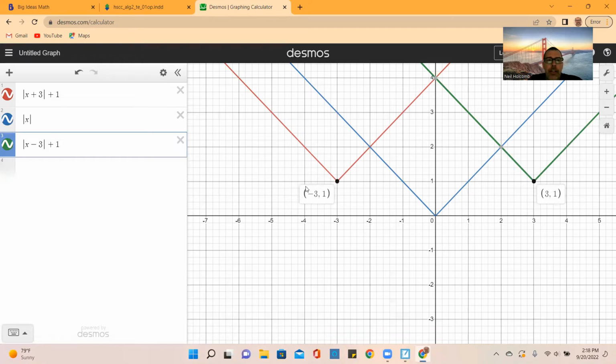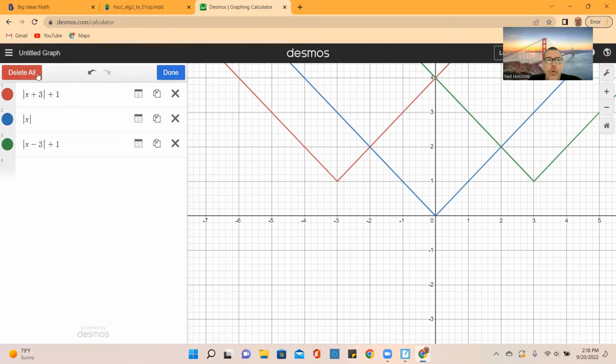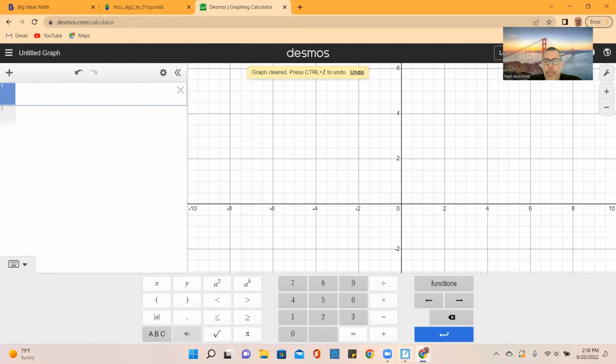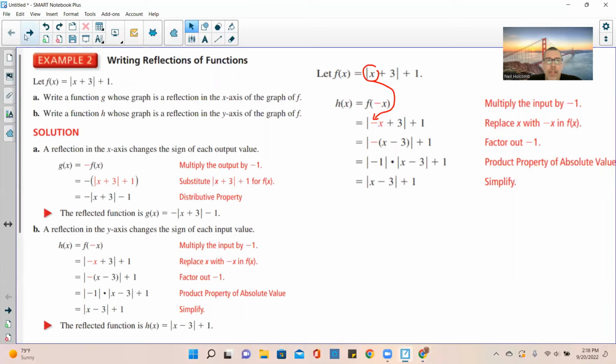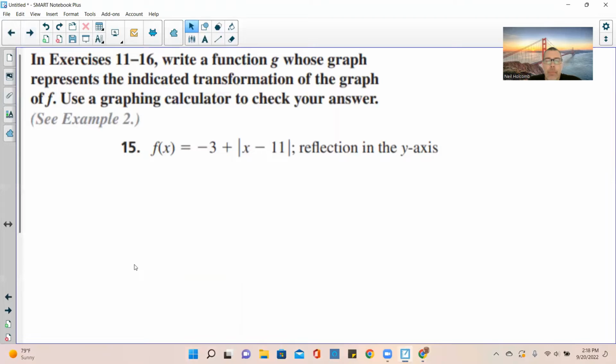All right, so now let's take a look at the problem in the homework. I just wanted to go over the example that they said to use in the homeworks. Now let's go on to the problem. So let's follow the steps. It says f of x equals negative 3 plus the absolute value of x minus 11.